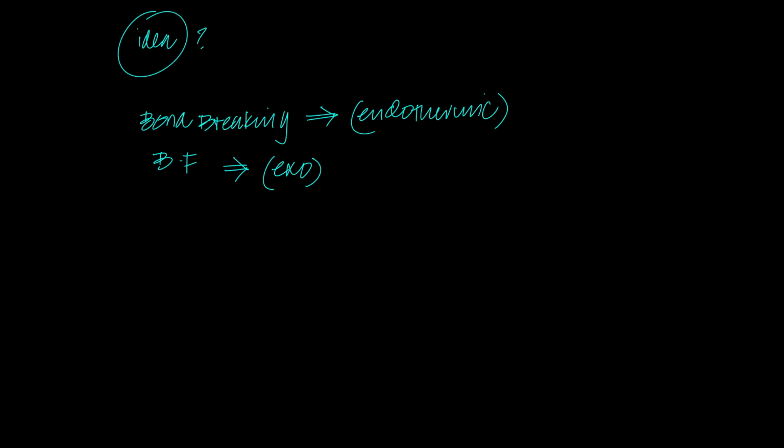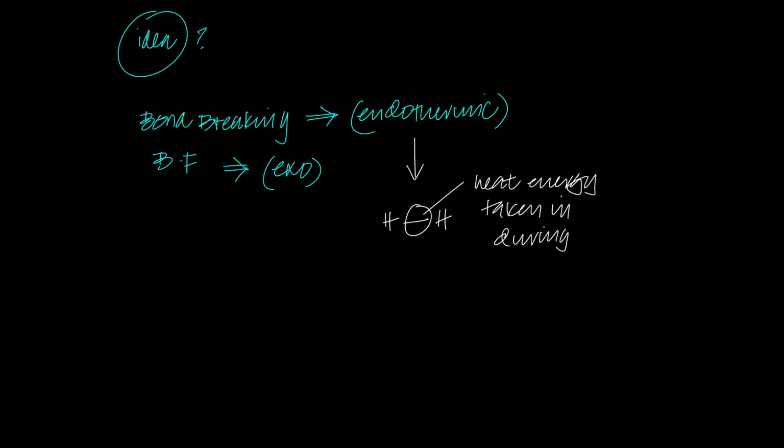Please understand that whenever heat is taken in from the surroundings, it's an endothermic process. To break a bond, say a hydrogen bonded to another hydrogen atom, you need to take in heat energy from the surroundings. So effectively, thermal energy is taken in during bond breaking. And whenever heat energy is absorbed, that's an endothermic process, and that is the reason why bond breaking is endothermic.